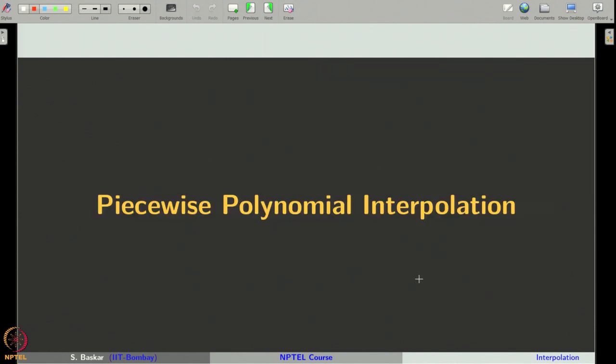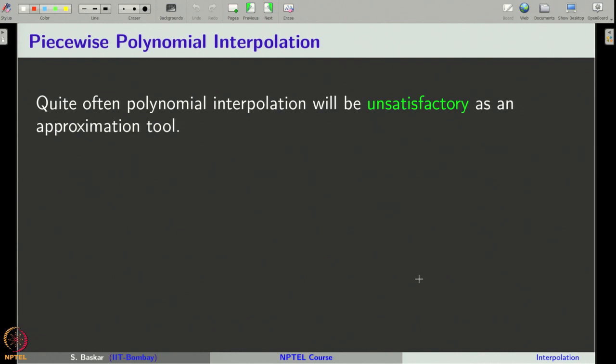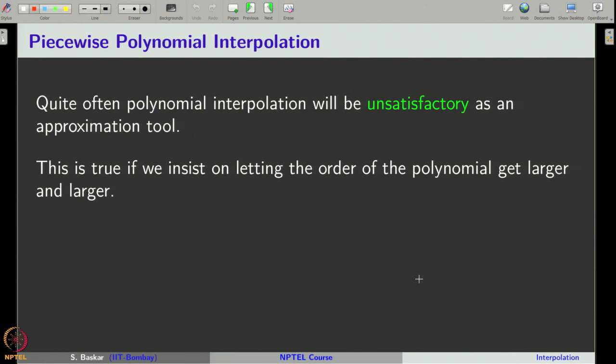Now, let us go to learn another approach to improve the approximation in polynomial interpolation. This is due to piecewise polynomial interpolations. We have seen that when we go for polynomial interpolation, that is one polynomial on the entire interval, the approximation is not that satisfactory, especially when we work with equally spaced nodes. And also, when you go to construct interpolating polynomials with high degree, right?